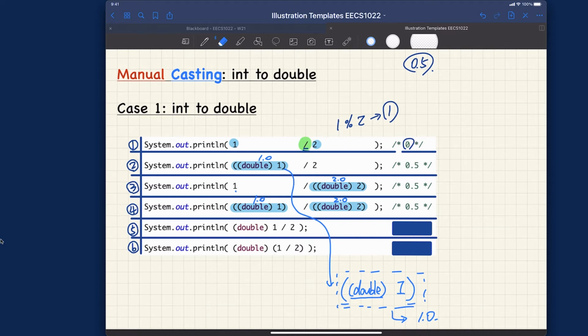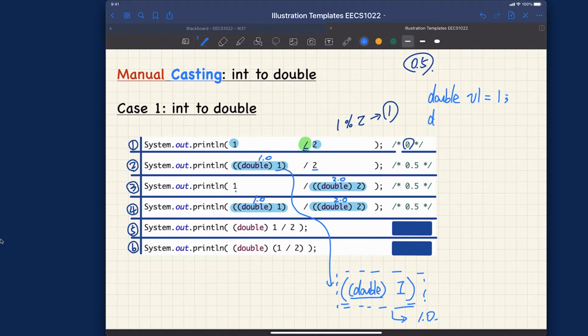Let me show you another alternative if you like. Rather than writing the literal directly together, the idea would be as long as at least one of the operands is not an integer, it's actually a floating point, then it will give you the result with precision. For example, let's say if I say double value 1 is equal to 1.